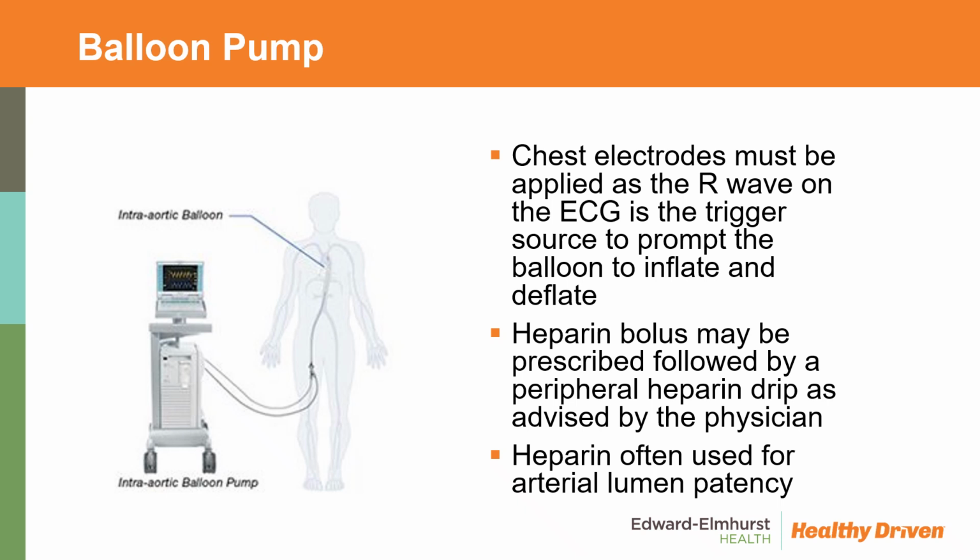Chest electrodes must be applied as the R wave on the EKG is the trigger source to prompt the balloon to inflate and deflate. The heparin bolus may be prescribed by the physician, and a peripheral heparin drip will be started. Heparin is also often used for arterial lumen patency, so we'll connect that to a pressure bag on the balloon pump itself.